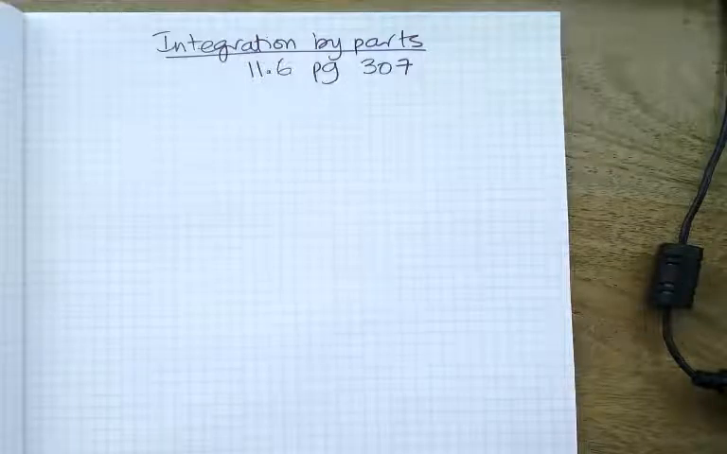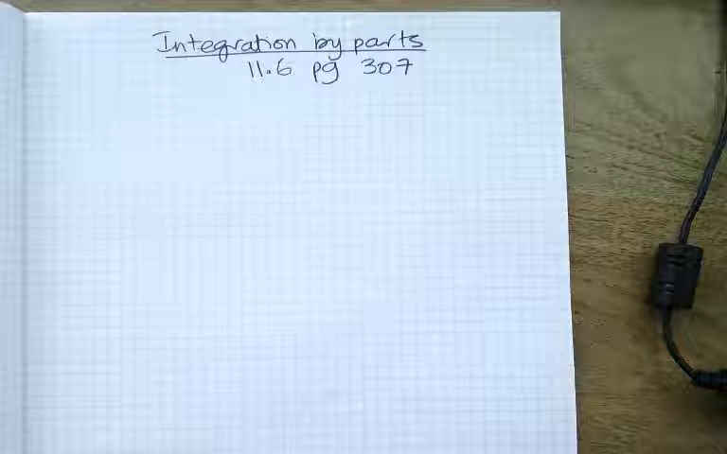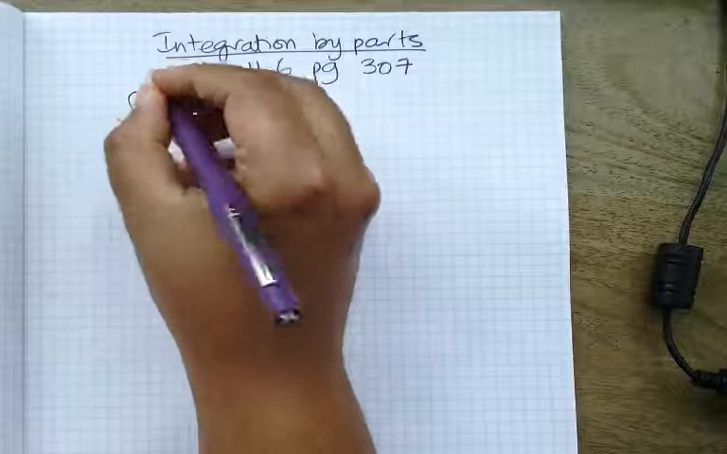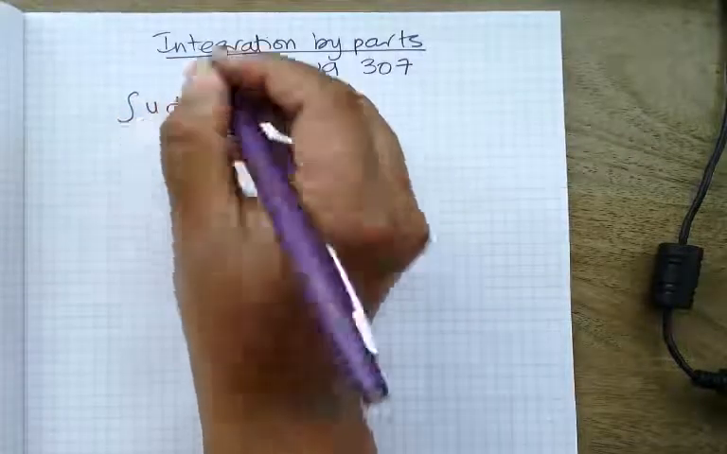Today we are going to be looking at integration by parts. It's just a way of integrating a function that looks a little bit like this. Now let me write down the formula and then I'll tell you where it comes from.